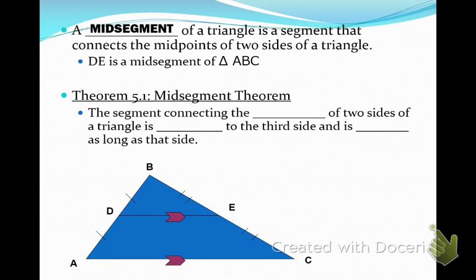The midsegment theorem says the segment connecting the midpoints of two sides of a triangle is parallel to the third side and is half as long as that side. In this picture, DE would be parallel to AC because DE is the midsegment, and DE's length would be half of AC's length. Always. The midsegment is half the length of the segment it is parallel to in the triangle.